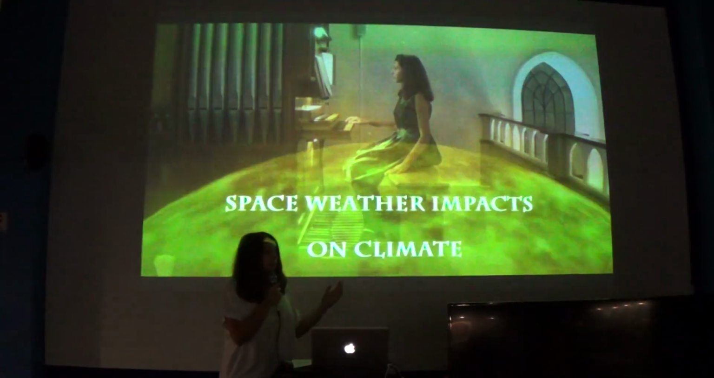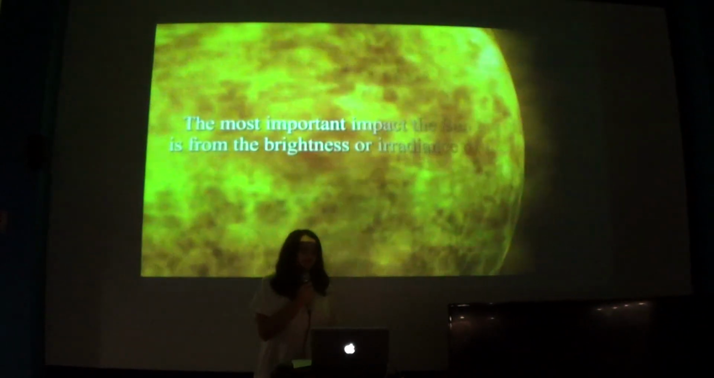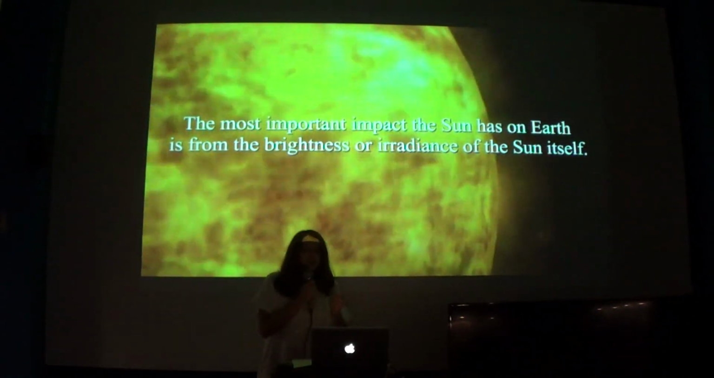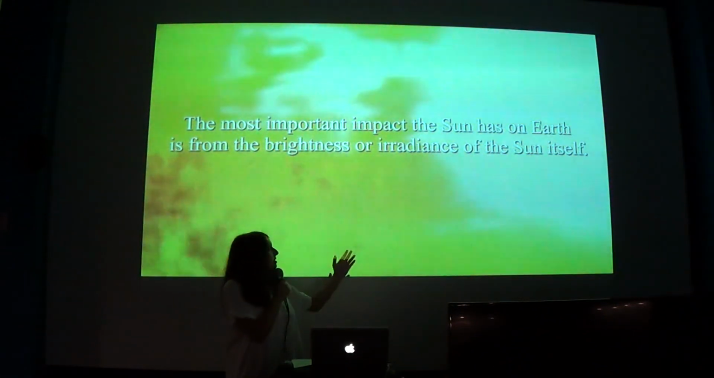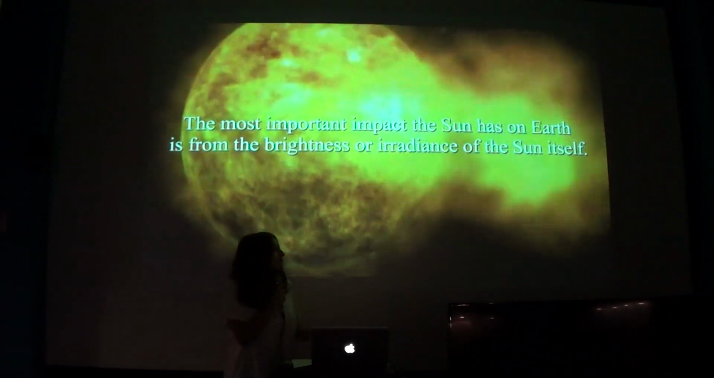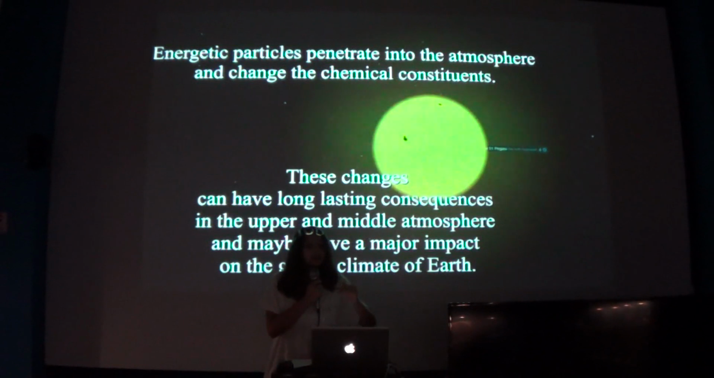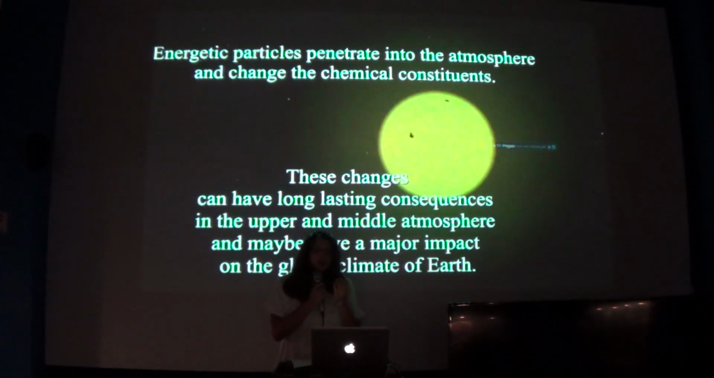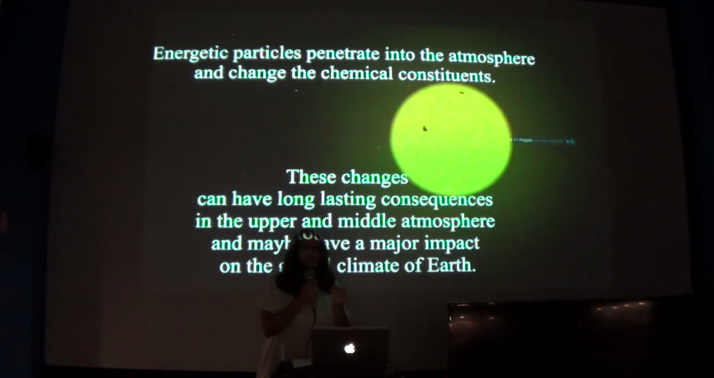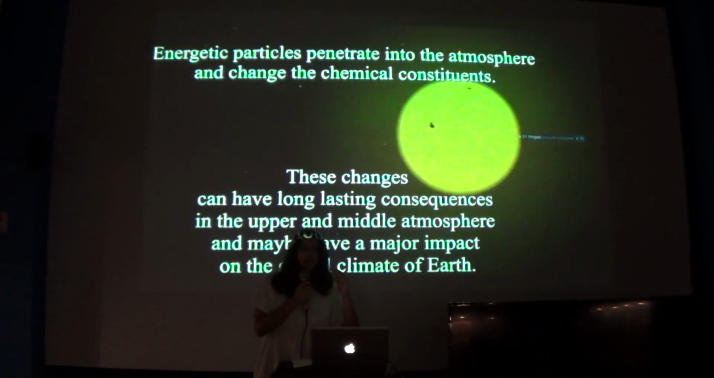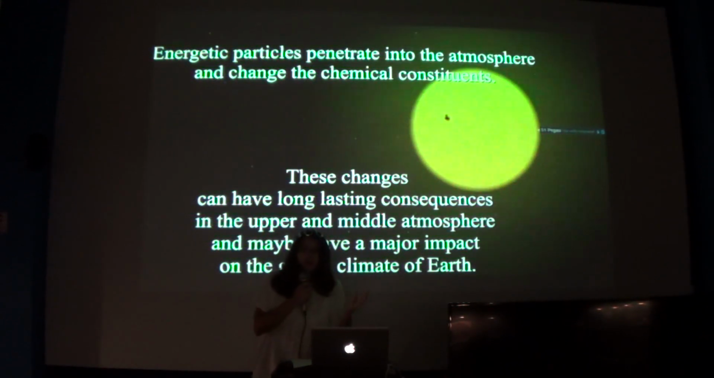Space weather impacts on climate. The most important impact that the Sun has on Earth is from the brightness or irradiance. Energetic particles penetrate into the atmosphere and change the chemical constituents. These changes can have long-lasting consequences in the upper and middle atmosphere and maybe have a major impact on the global climate of Earth.